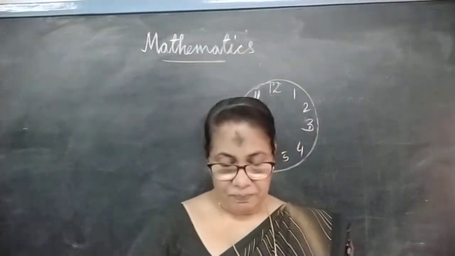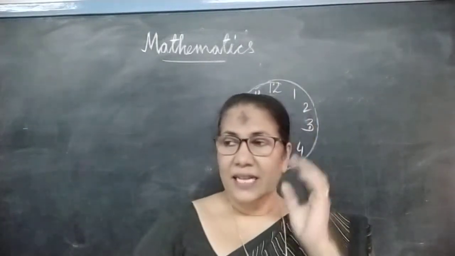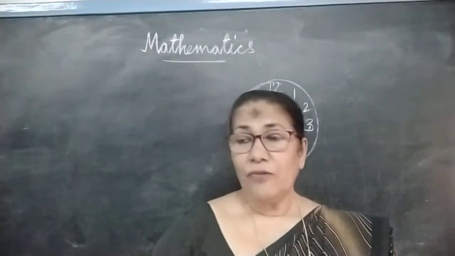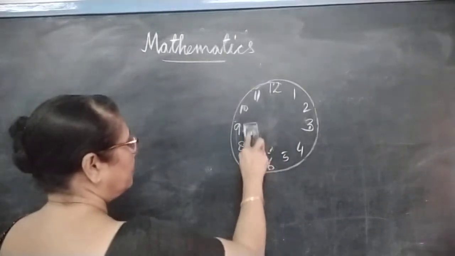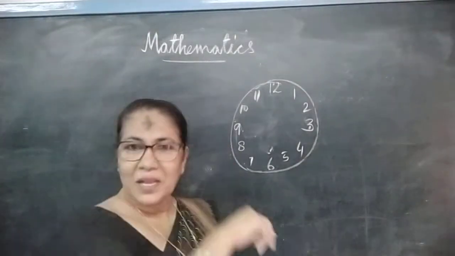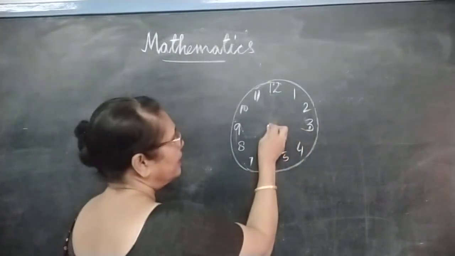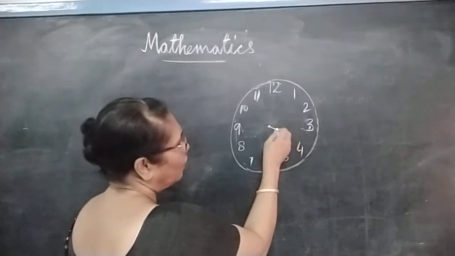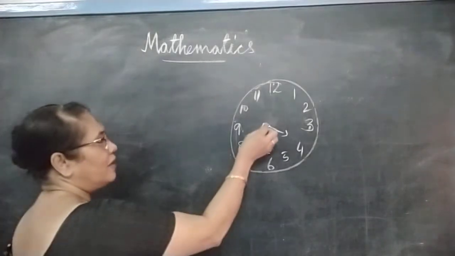Okay, the next one. What is the next picture and the time? In that he is studying. At what time is he studying? 3:45. Now, how do you draw the hands? The hour hand should be between 3 and 4. And where should the minute hand be? On 9. Very good.